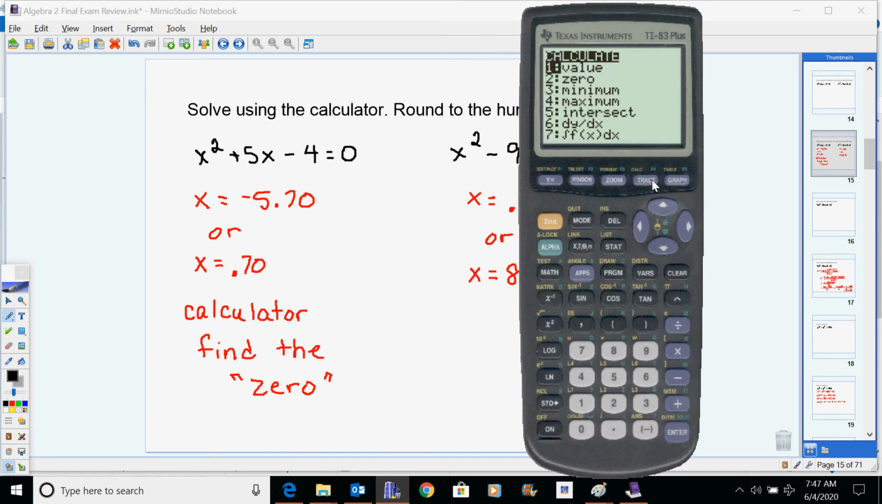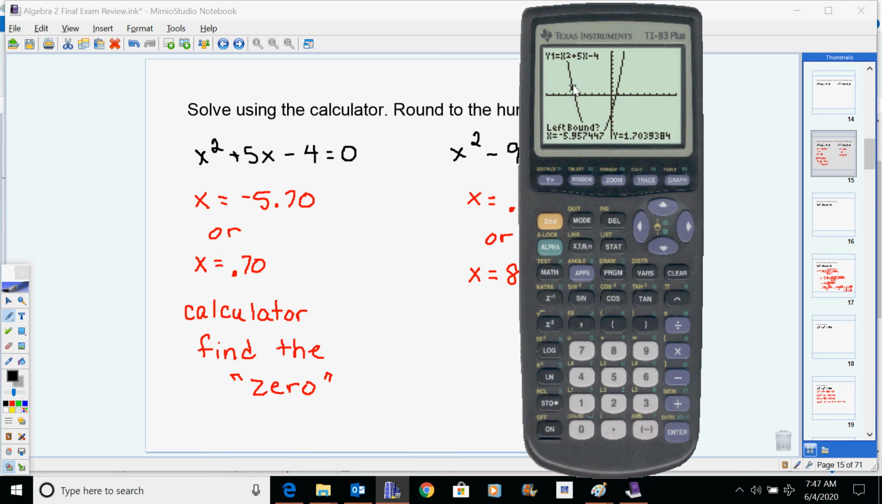or second trace, which gives you calc. We want to find the 0. Let's go over and find the left one first. I'm going to move this over to the left as quickly as I possibly can. There we go. Because I'm looking for going to the left of the left-hand answer. My cursor goes up here.